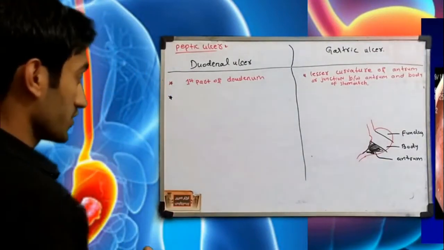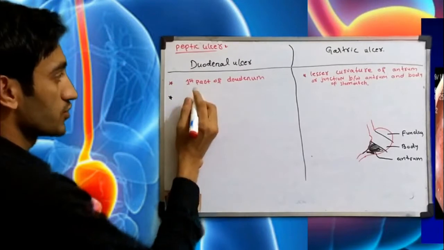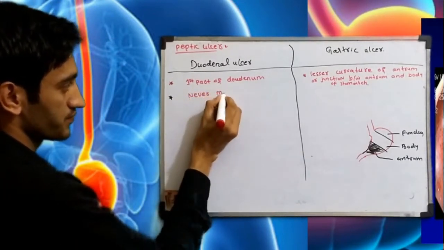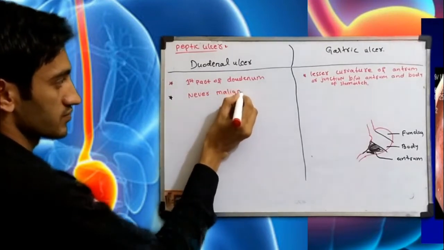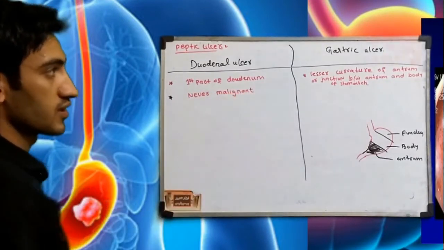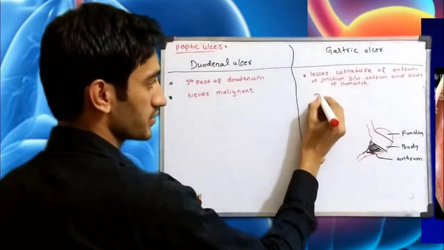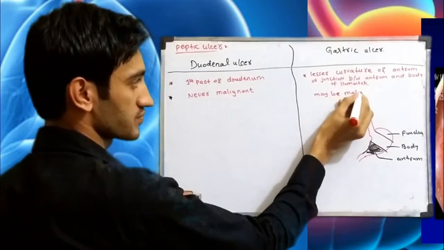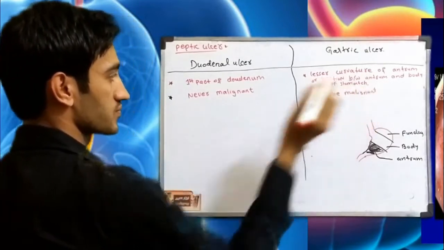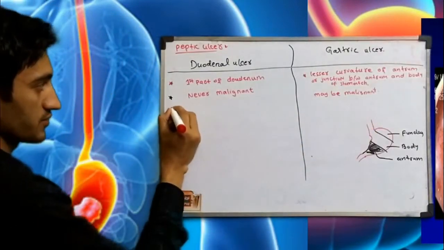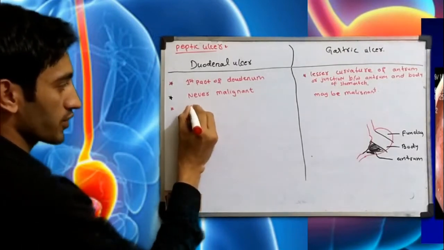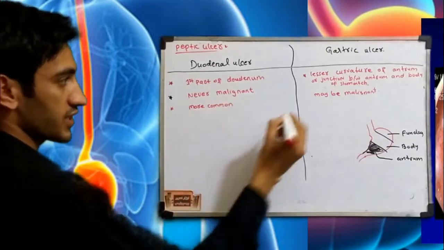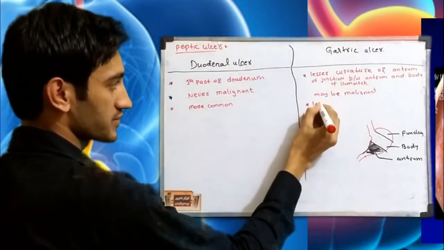Another difference is the duodenal ulcer is never malignant. A gastric ulcer may be malignant. The third difference, duodenal ulcers are more common, gastric ulcers are less common.